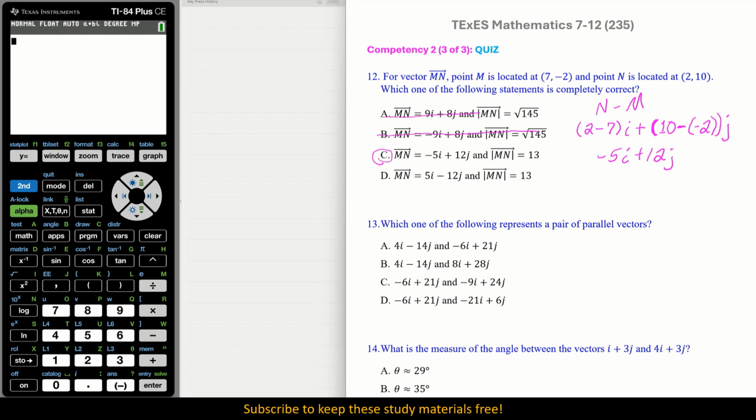This is incorrect. This is incorrect. Now, well, D is kind of close. So we need to verify this magnitude of 13. So how do we do that?